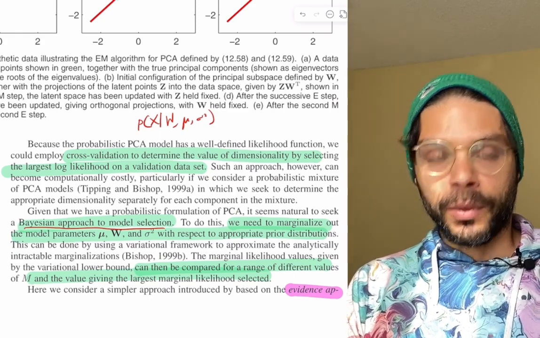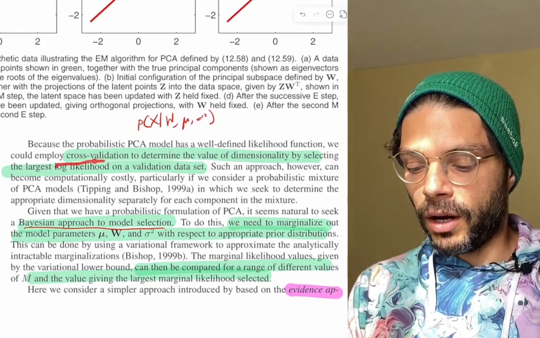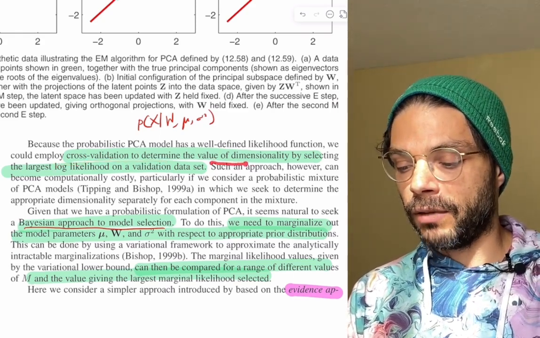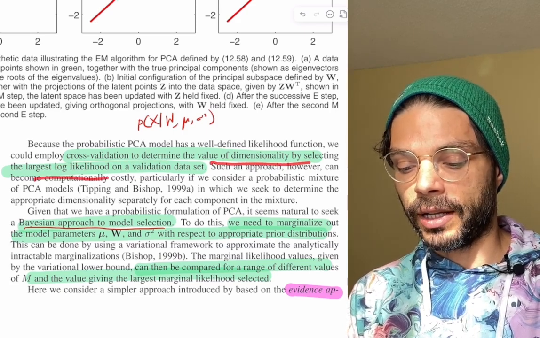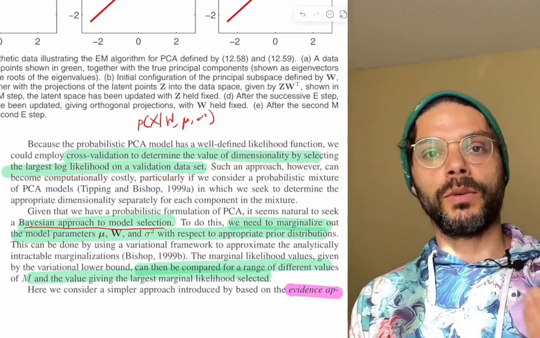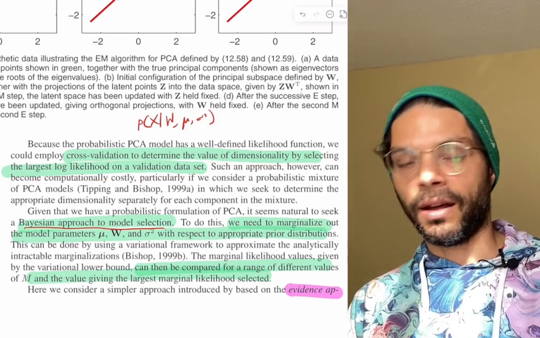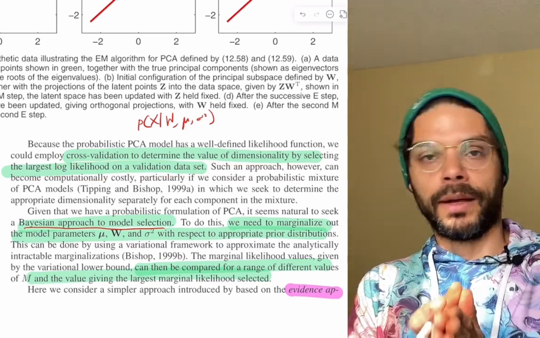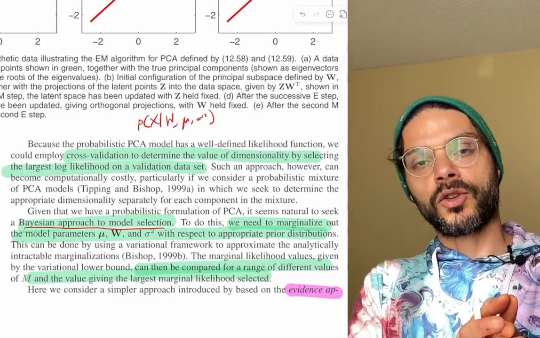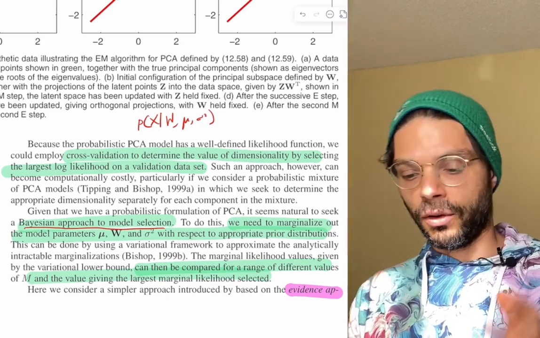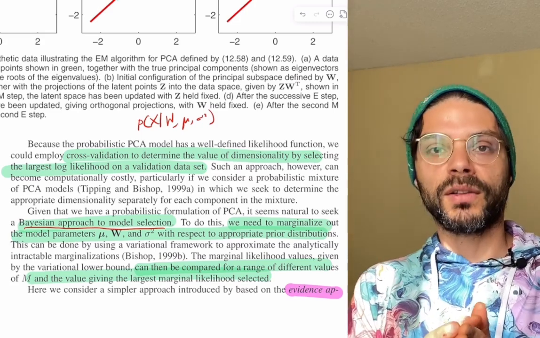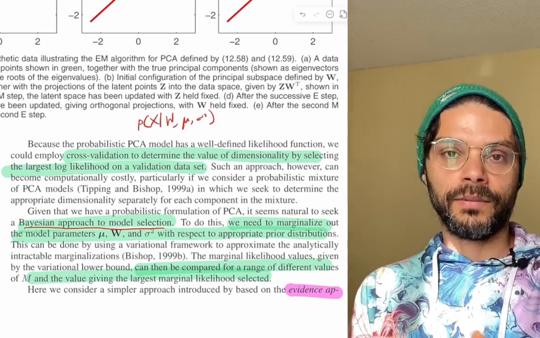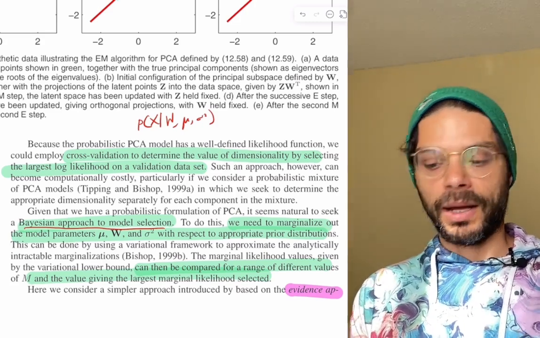So he's saying, well, we have some options now, right? So we could employ cross-validation to determine the value of dimensionality by selecting the largest log likelihood on a validation set. So essentially what you would do here is fit your data with a bunch of different models. In each of them, the W would have more dimensions: 1 dimension in one model, 2 dimensions in another, and so on. You would fit the data, of course, on your training data.